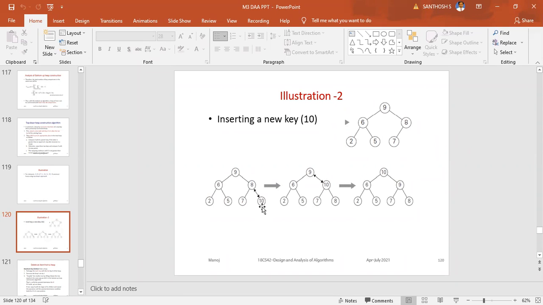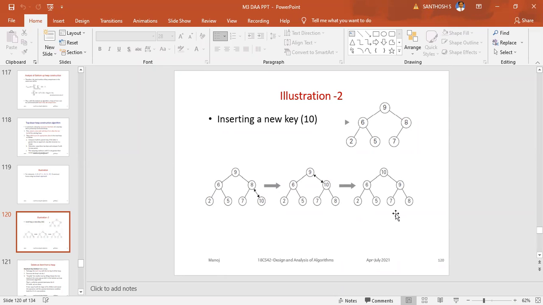So now you check 10 with 8. Checking 10 with 8, here the child is greater than the parent. So replace the child with the parent. Here you can see 8 comes here, 10 goes there. Now you compare 10 with its parent. Here the parent is lesser than the child. So that's why you are going to replace 10 with 9. So now in the last step, you can see 10 goes to the root, 9 comes here.